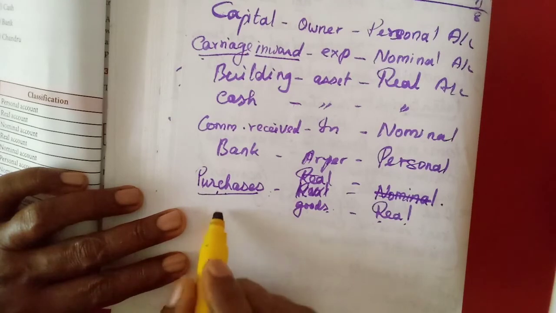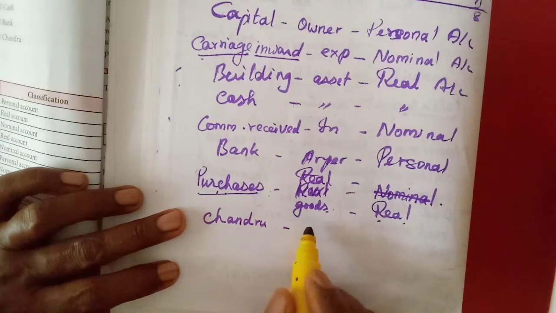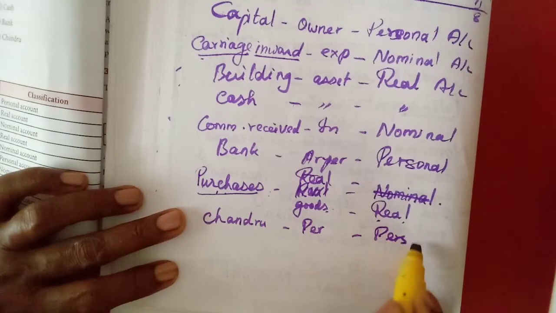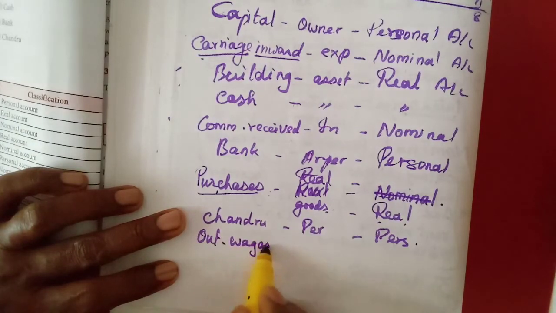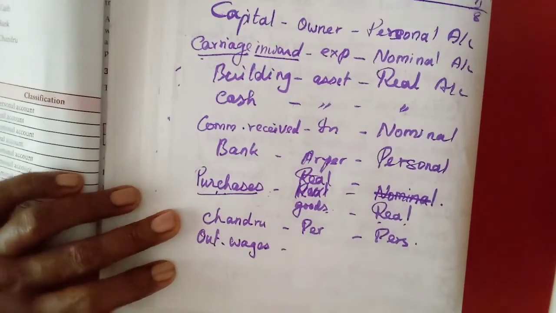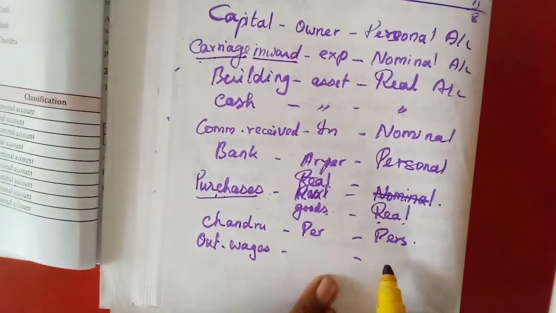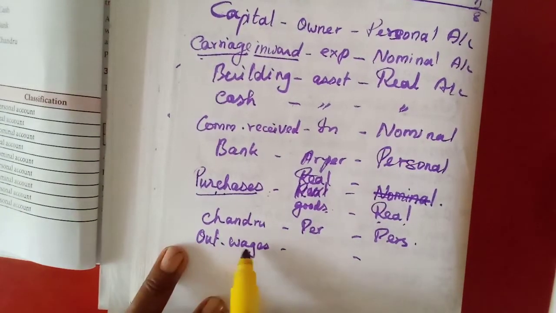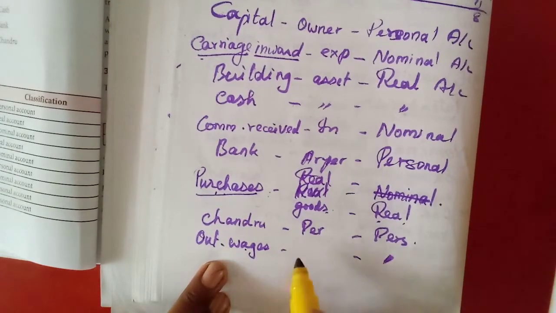Then Chandru. Very clear, it is a person, isn't it? He is a person, so it is a personal account. Then outstanding wages. I explained this one, isn't it? Outstanding expense is a personal account. Which account is it? It will come under personal account, representative personal account, because these wages are due to a person.